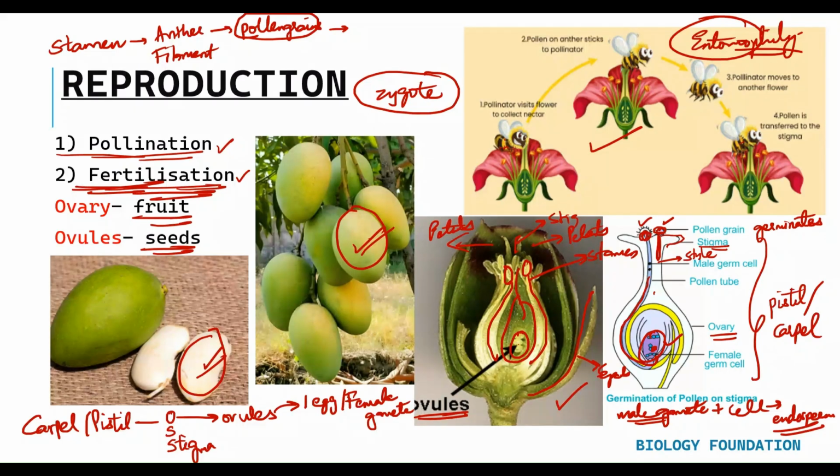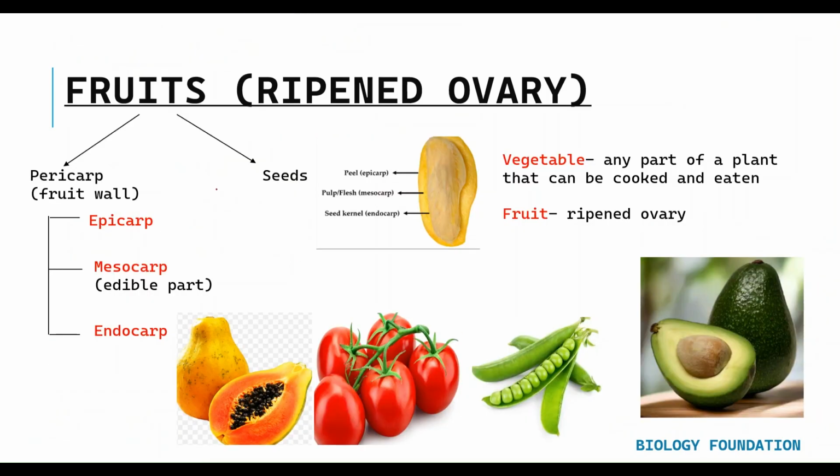And how many male gametes are present in each pollen grain? Two male gametes, out of which one will fuse with the egg cell to form the zygote, and the other will fuse with another cell in the ovule, not the egg cell, and results in the formation of endosperm. Try to understand, the ovule contains only one female gamete, which is one egg, whereas the pollen grain has two male gametes in it. Okay, now let's understand about fruits.